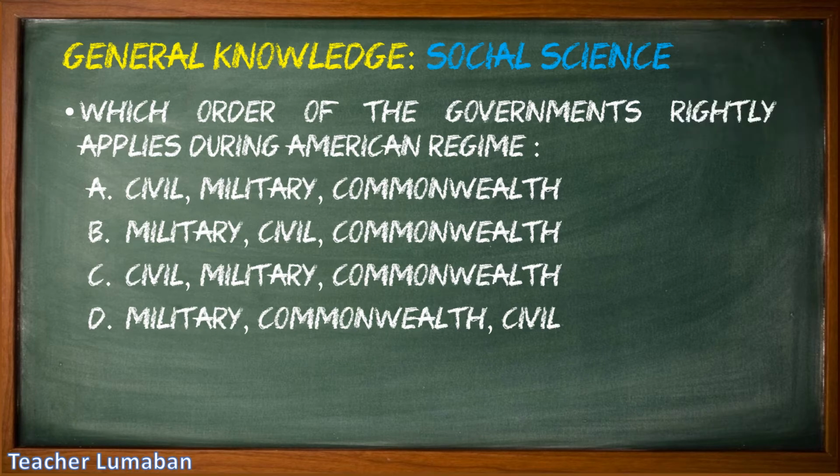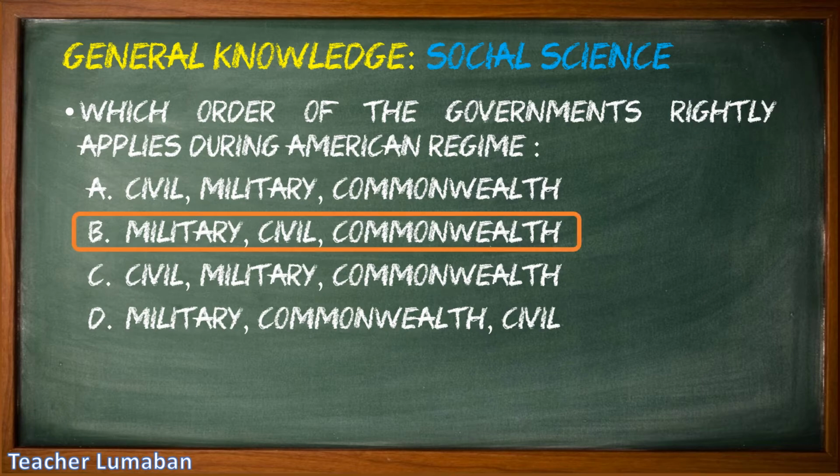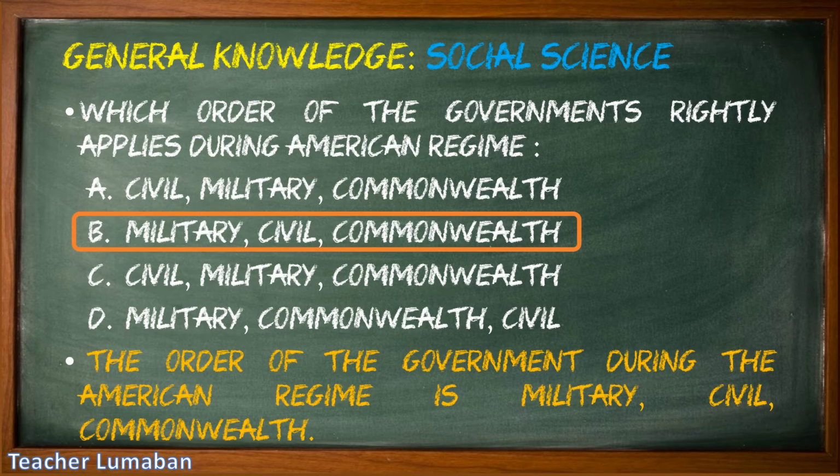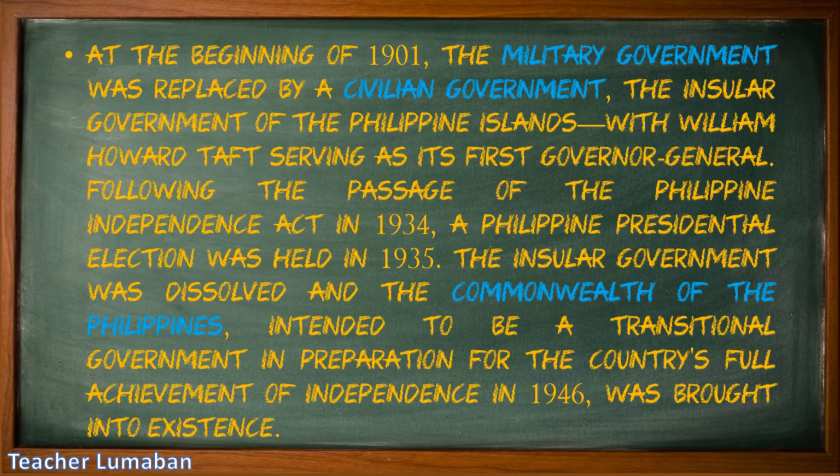The correct answer is letter B, Military, Civil, Commonwealth. The order of the government during the American regime is military, civil, Commonwealth. At the beginning of 1901, the military government was replaced by a civilian government, the insular government of the Philippine Islands, with William Howard Taft serving as its first Governor-General.